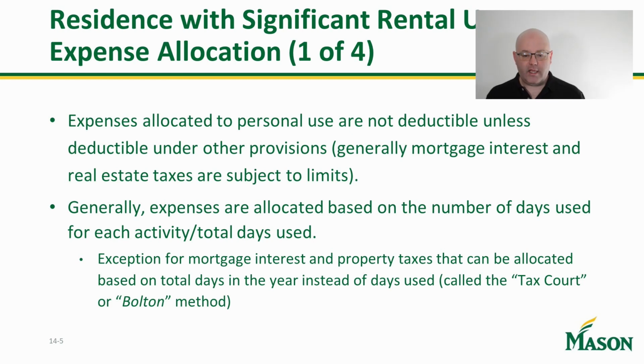Generally, expenses are allocated based on the number of days used for each activity. There is an exception for mortgage interest and property taxes, which can be allocated based on total days of the year. It's called the Tax Court method. Under the Tax Court, or Bolton, method, they wanted to allocate it based on the entire year: I rented it out for this many days, the personal use was this many days, and any other day is considered rental period time.